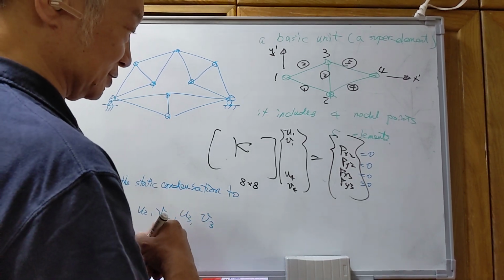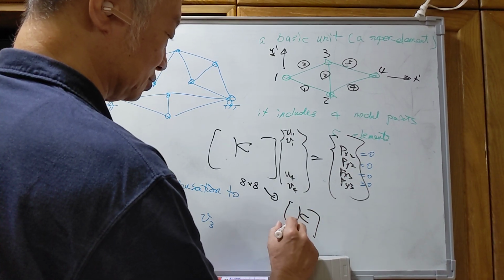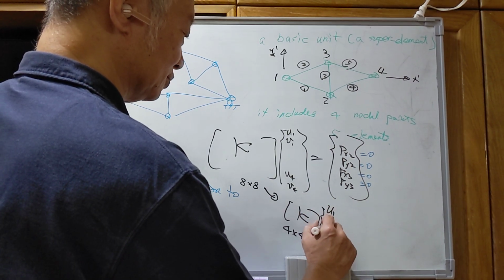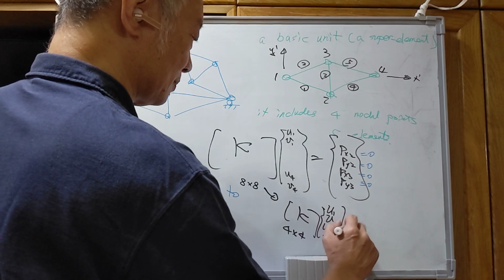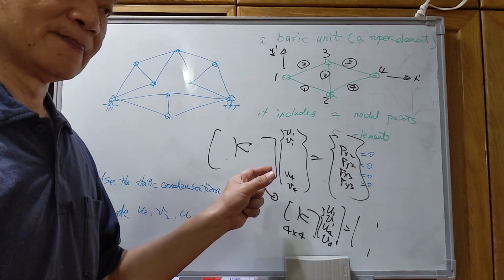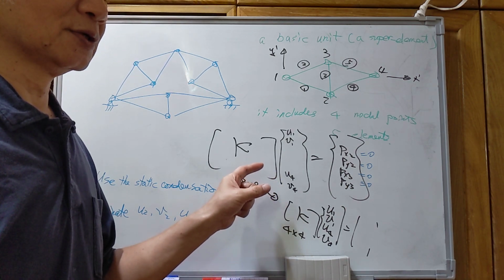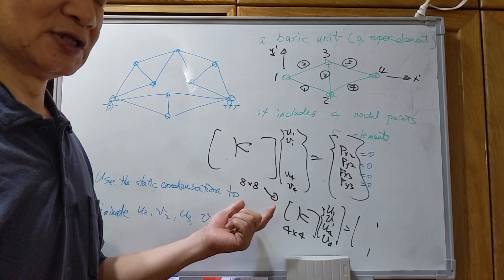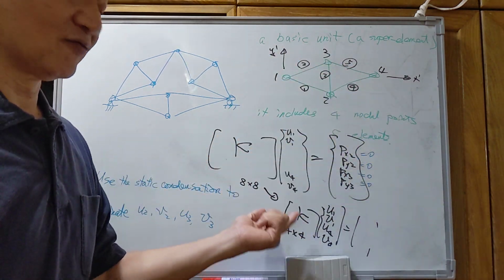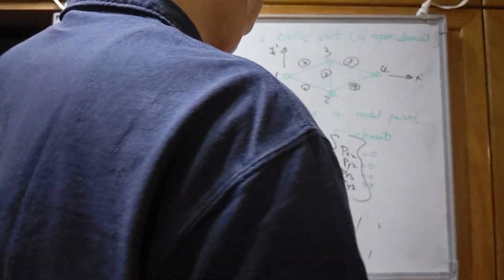After we do the static condensation, the 8x8 matrix can be changed to a 4x4 matrix, which includes U1, V1, U4, V4, and the end force. It is a partially assembled matrix, and then we use the static condensations to get the results of the 4x4 matrix. Okay, so that's the method we can use.